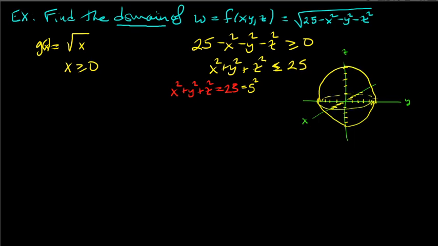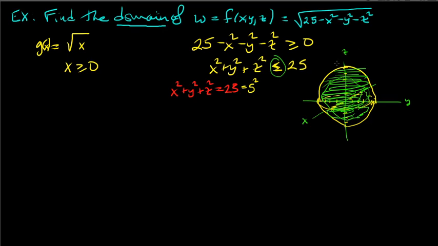So here's your sphere of radius 5, right? But that's the boundary. That's the farthest you can go out. So how do we interpret the less than or equals? The less than or equals means everything inside. If the radius is less than 5, then that satisfies this inequality. So anything inside the sphere here is in the domain.